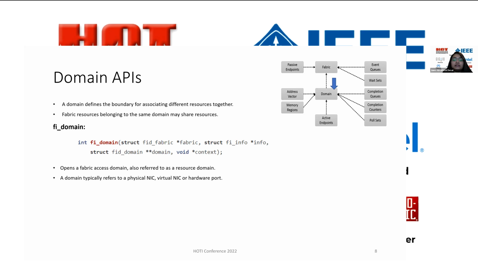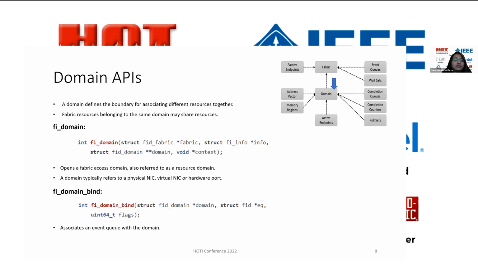So FI domain is a simple call that opens a new domain, and the FI info struct obtained from FI Get Info can be directly passed here. The next call is FI domain bind, which is used to bind completion services like event queues to the domain that we just created. And we will know more about event queues later on.